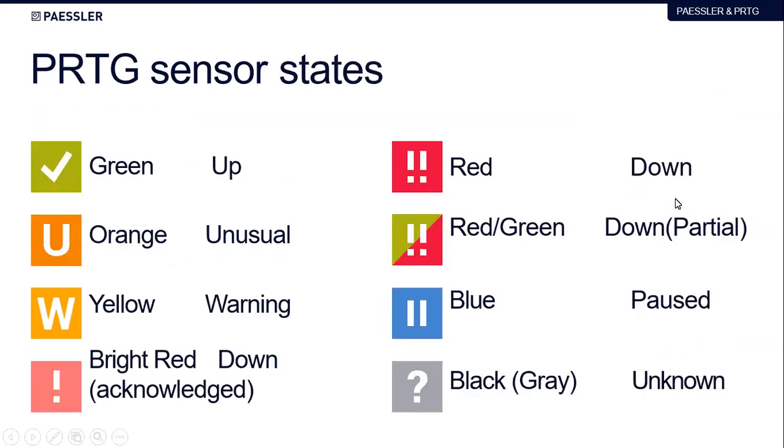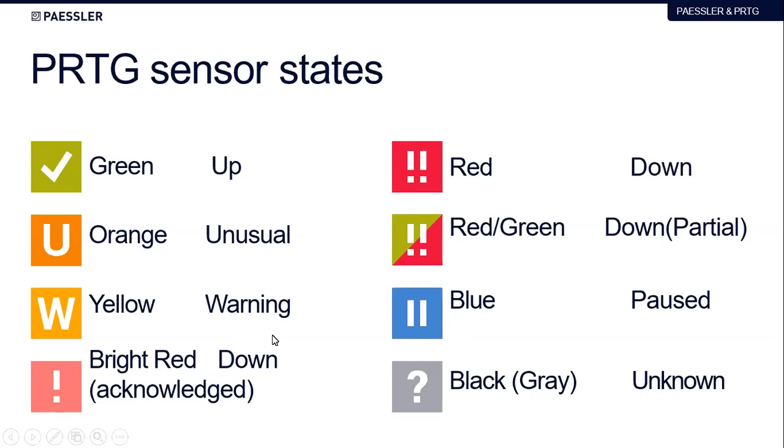For PRTG, we have different types of sensor states. Green means the up status, and down is the red status. Furthermore, we have the unusual status, the partially down status, the warning status, the pause status, and more. For each status, you can set a different type of notification. For example, for green you do not need to send any notification. If it is down, it will send out a first notification. And if it changes to the unusual sensor state, it will send another type of notification as well.